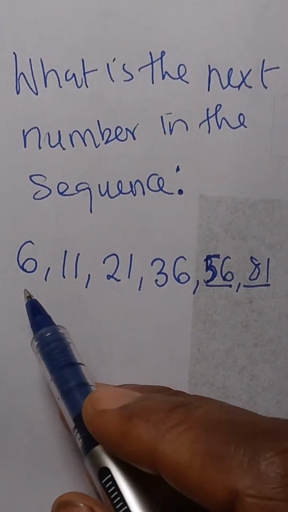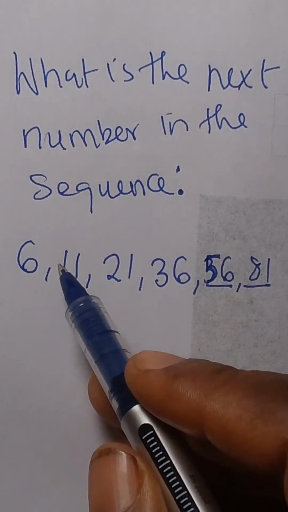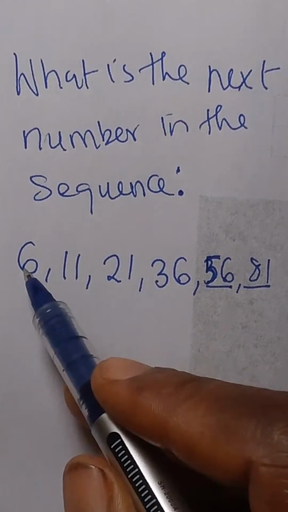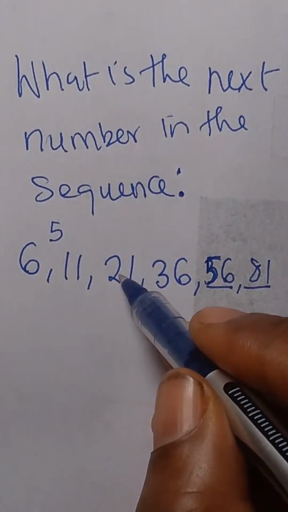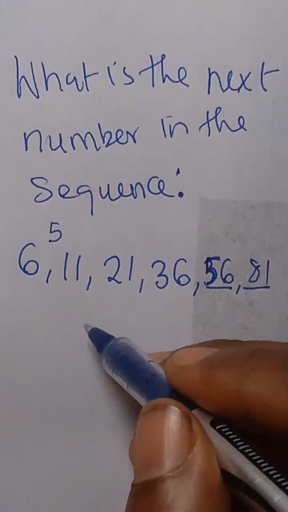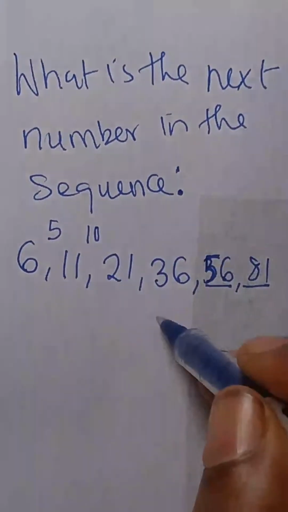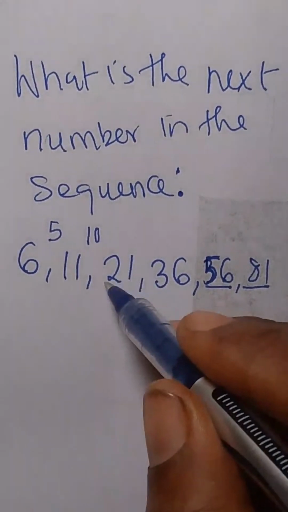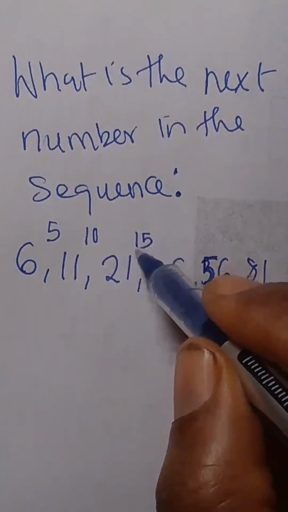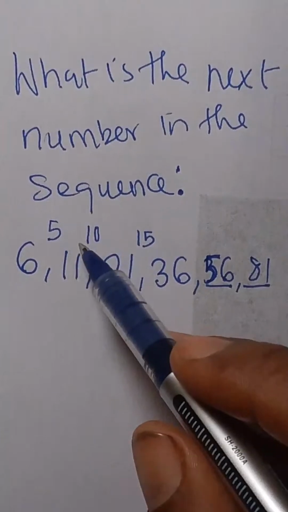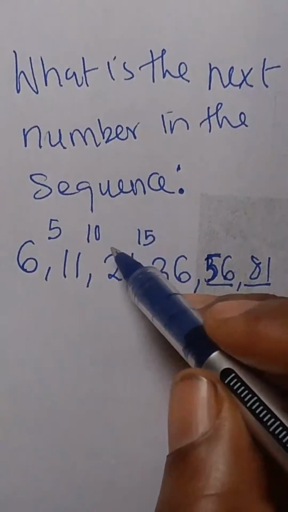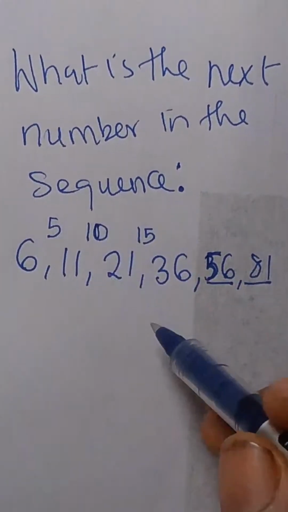So this one, like I said, is easy. It's not easy like that. You just subtract. You do 11 minus 6, which will give us 5. 21 minus 11 will give us 10. 36 minus 21 will give us 15. If you look at it now, the differences are increasing by 5.